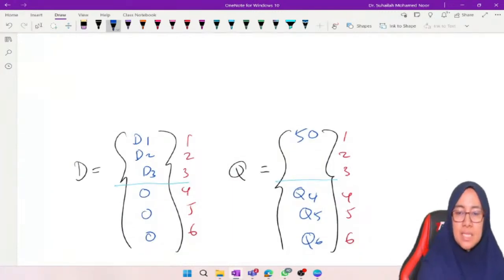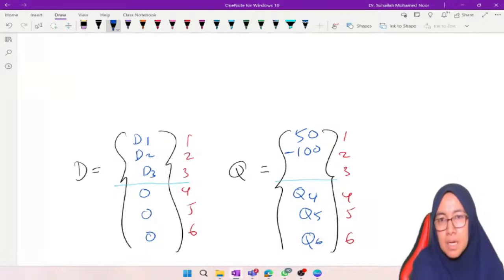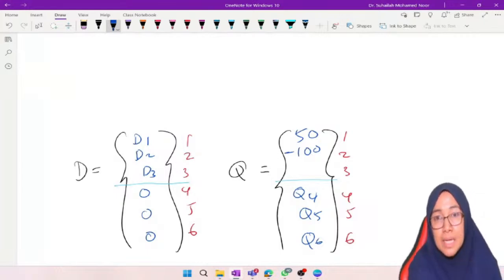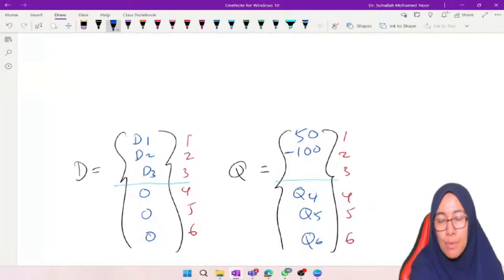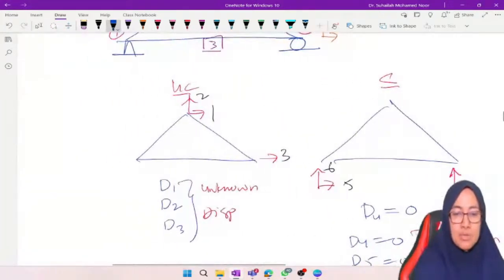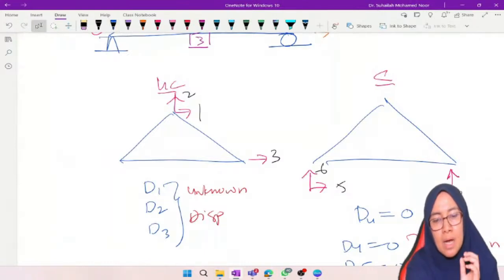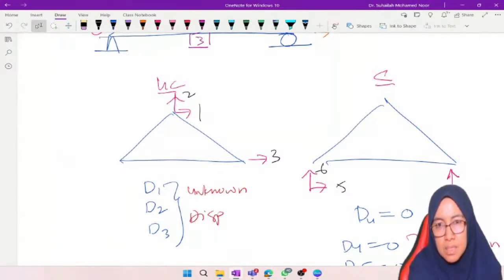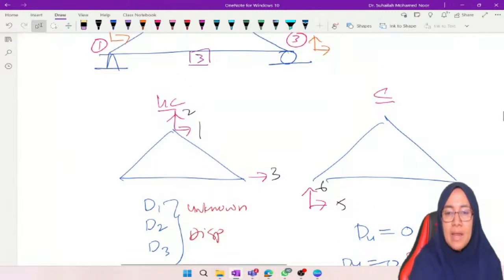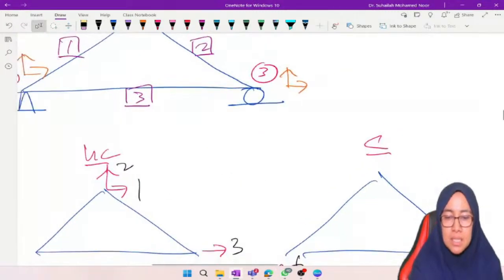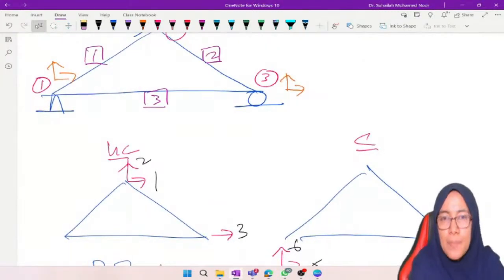So it is negative 100. Okay? And position number 3. Look back into this. Position number 3. Horizontal force at node number 3.